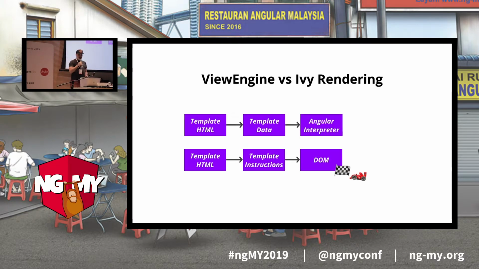The next step, we see that the Ivy renderer is done. It goes straight from creating the instructions to rendering the DOM. So that's finished now. For View Engine, it's not so easy. Now it needs to go through the template, the original template, and also through the template data, and it has to interpret that and then create the nodes. So that's the turtle. This is just an overview of what's going on.